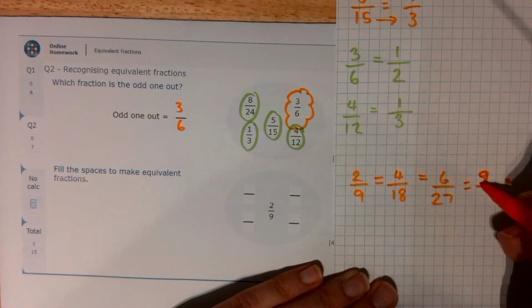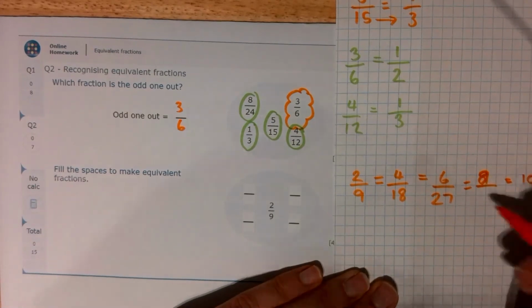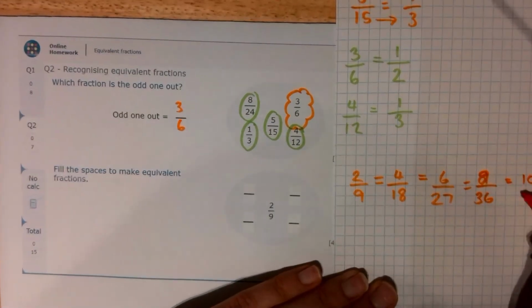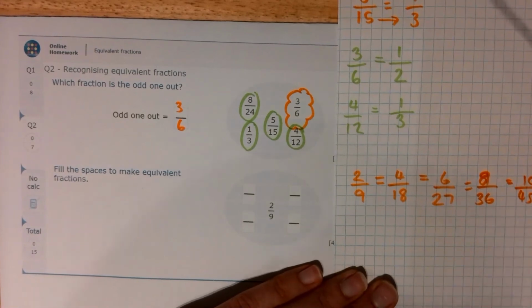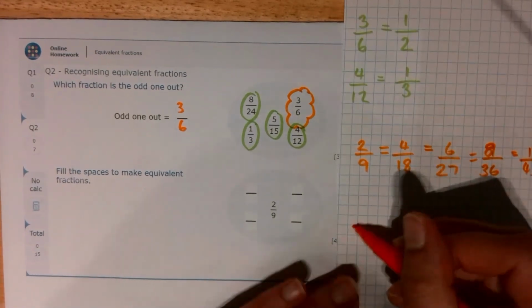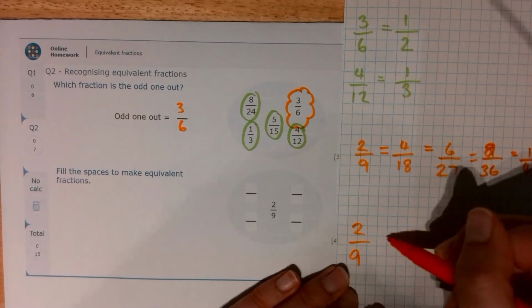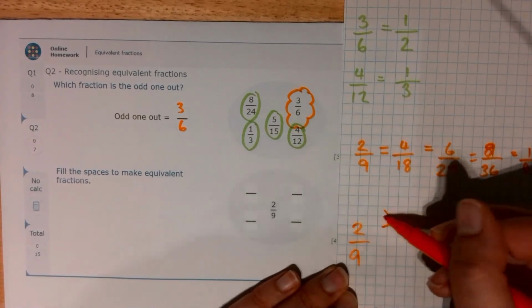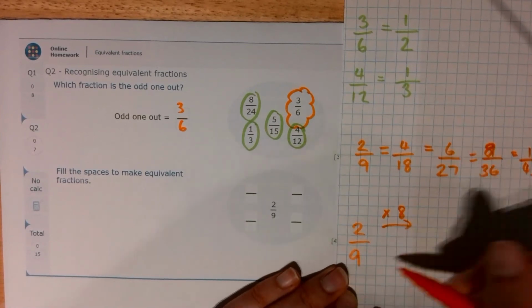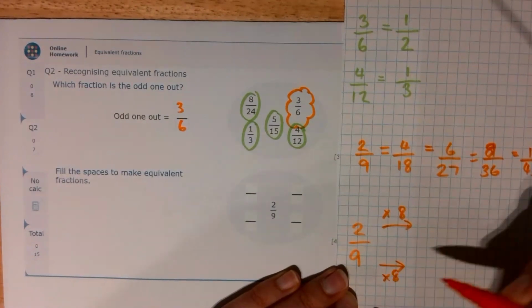What should I put there? 9, 8, 10, 27, 36, 45, and I could write those ones in. Or you could just choose your own large number. I could say, okay, I want to make it 8 times bigger. 8 times as many pieces.